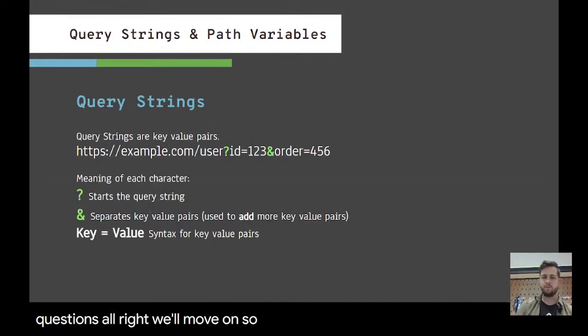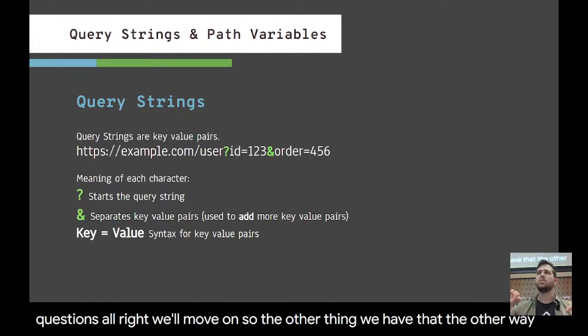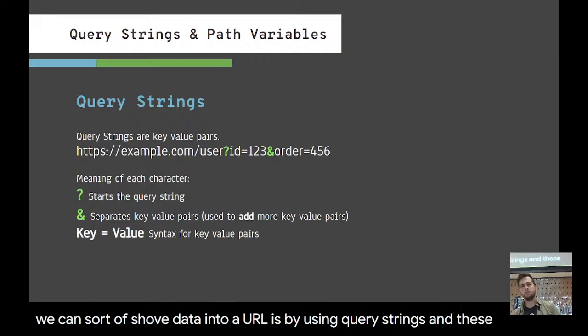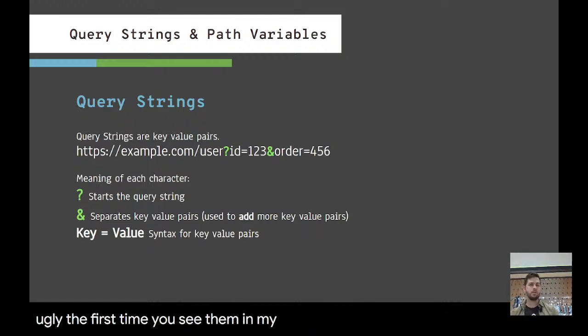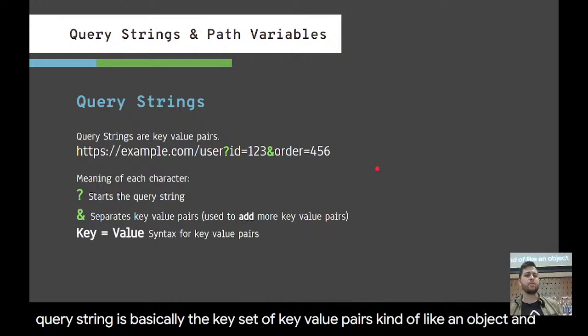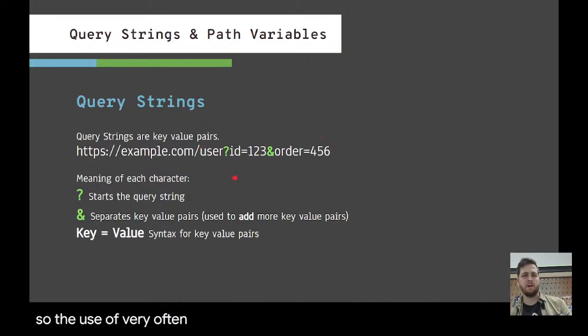So the other way we can sort of shove data into a URL is by using query strings. And these look ugly the first time you see them, in my opinion, but they're very useful. A query string is basically a set of key value pairs, kind of like an object. And so they're used very often. A query string doesn't start with a forward slash. Notice that. Instead, it starts with a question mark.